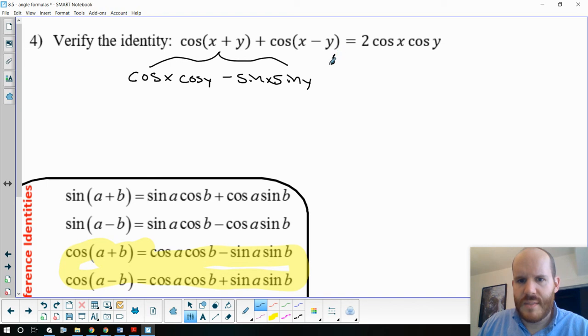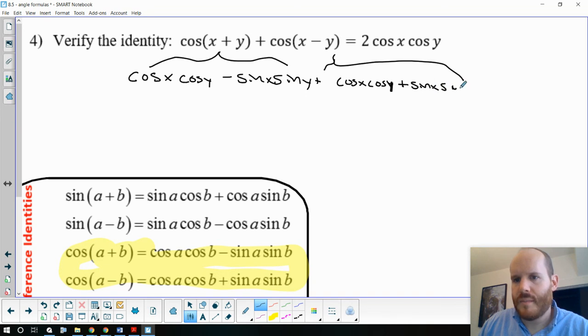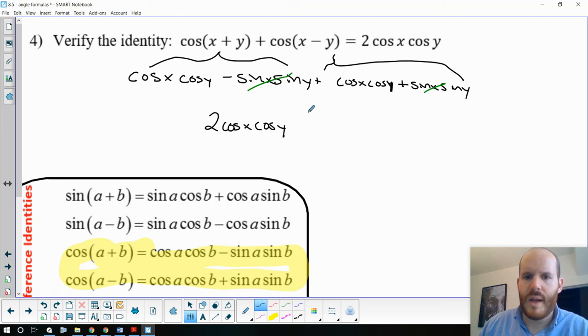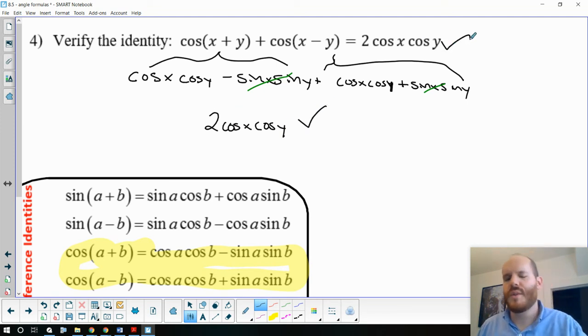And if I do the same substitution for cosine of x minus y, I will wind up with cosine x cosine y plus sine x sine y, which is convenient because then these two values will cancel out, and my sum simplifies to 2 cosine x cosine y, which is exactly what I was trying to show it reduced to.